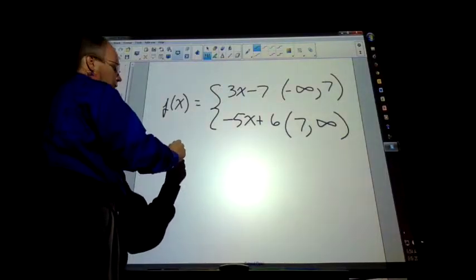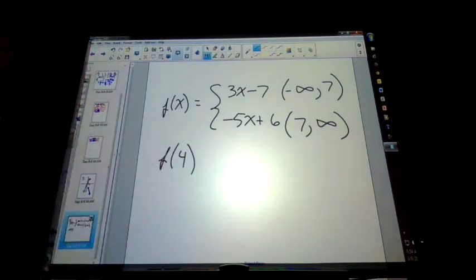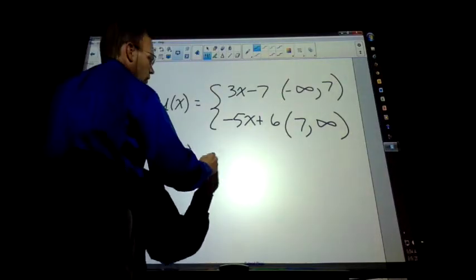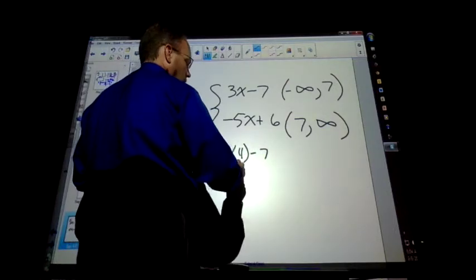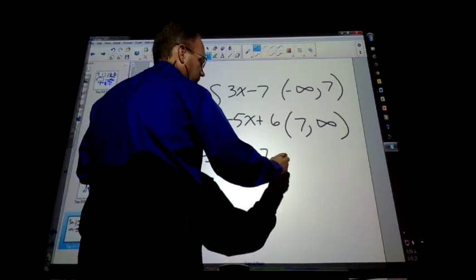I want to know what the function at 4 is equal to. So which of those equations do you think I would use in y? Y at the top. So 4 falls in the bracket of negative infinity to 7. So if I want to know what the function at 4 is equal to, I'm going to take the top equation, do the little bit of math. So 3 times 4, that's 12 minus 7, which is 5.